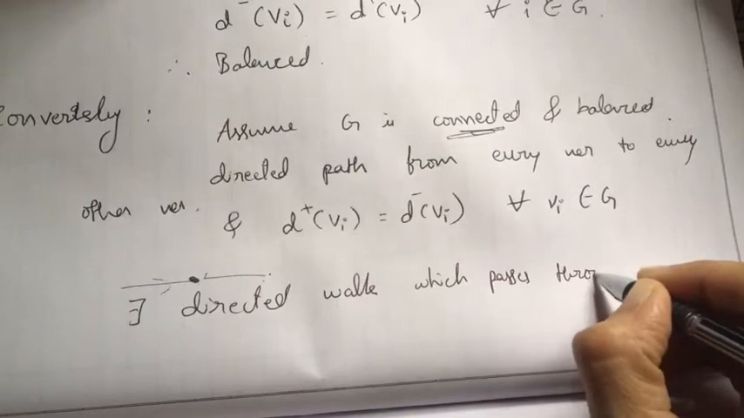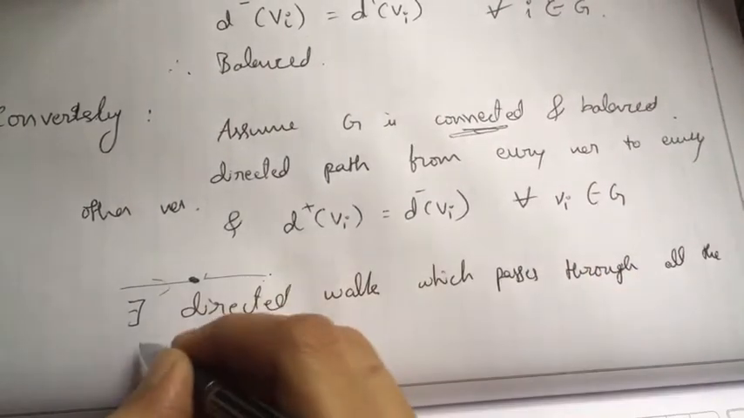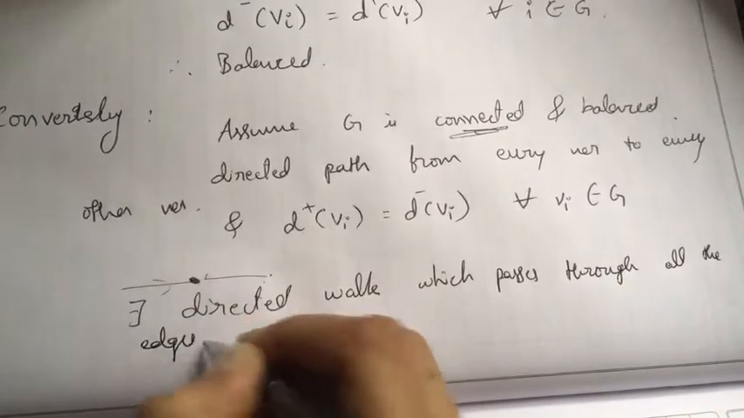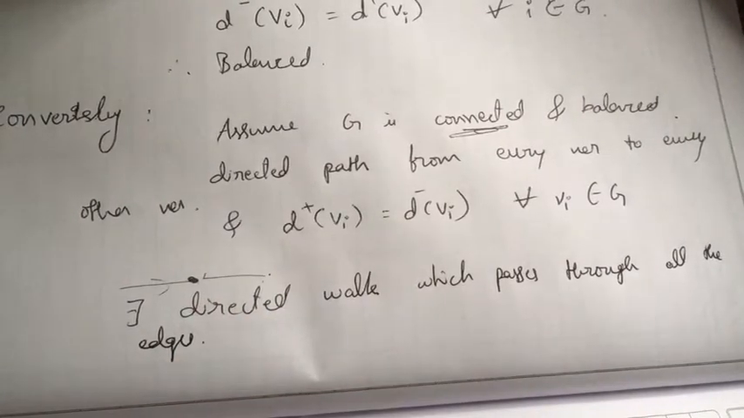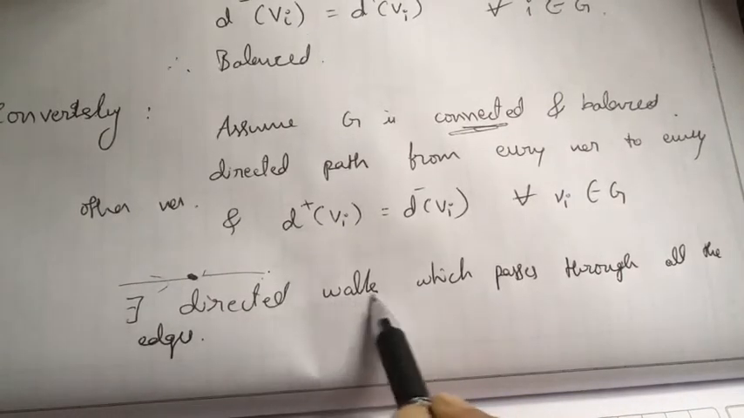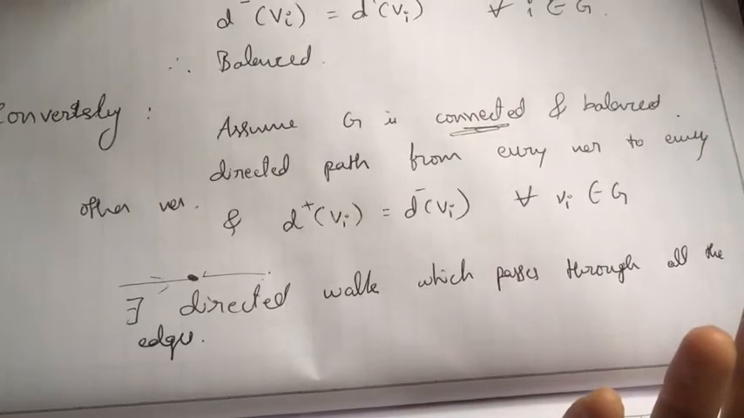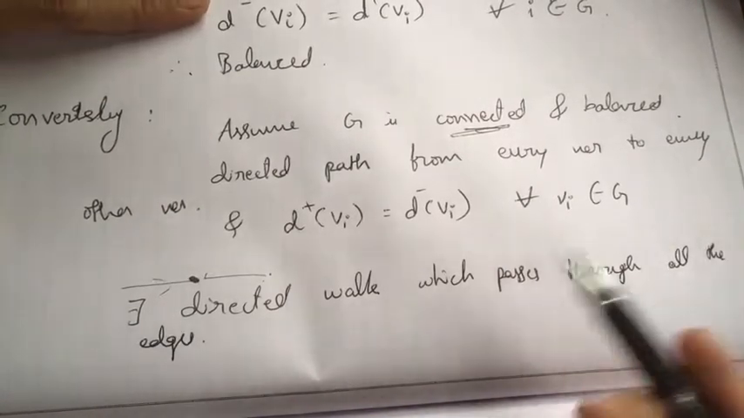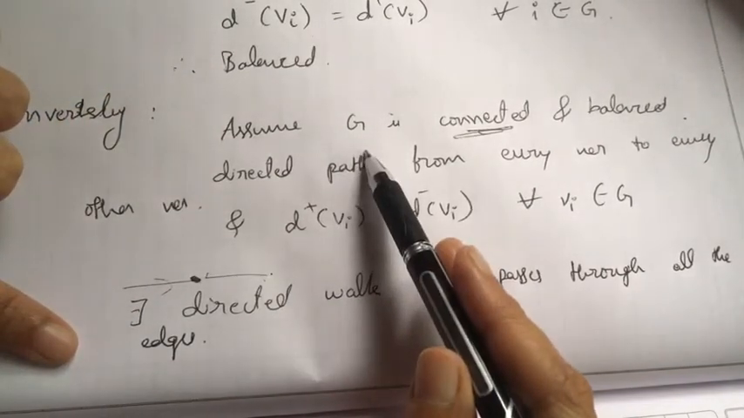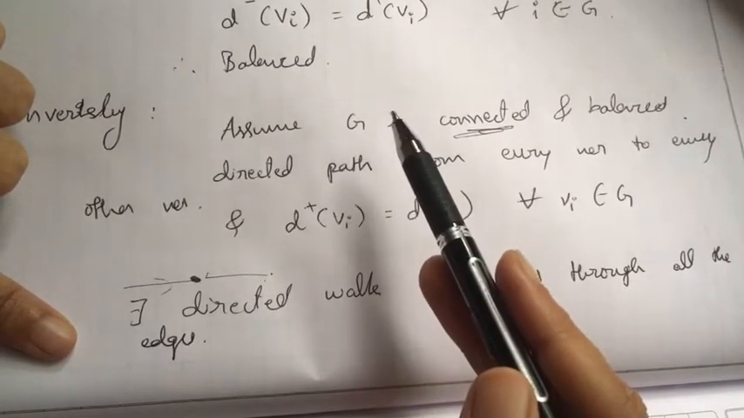Therefore, G will contain an Euler line. When I say there is a directed walk which passes through all the edges, that means it's an Euler line. So G has got an Euler line. Therefore, G is an Euler digraph.